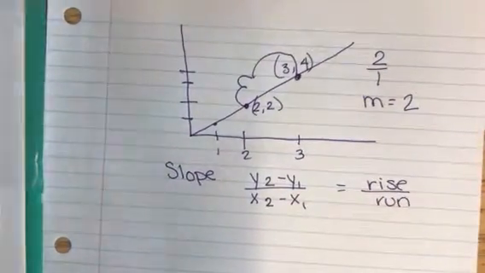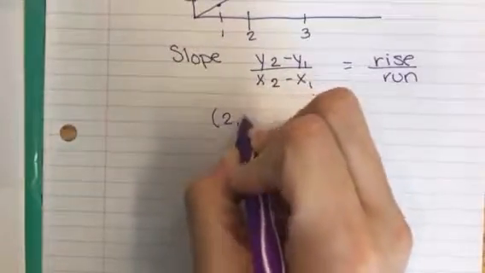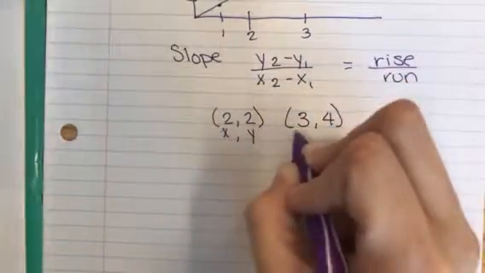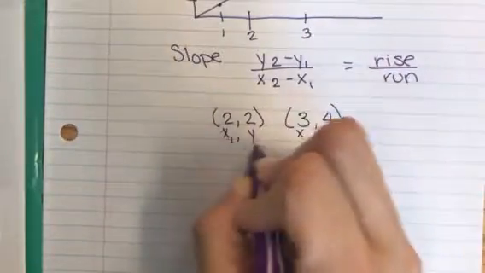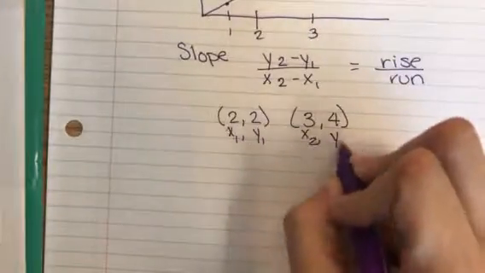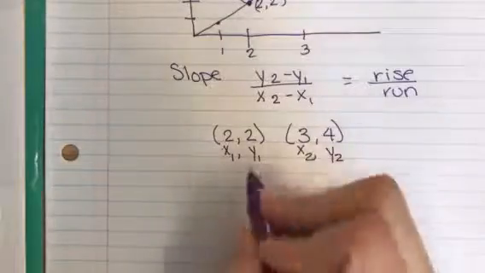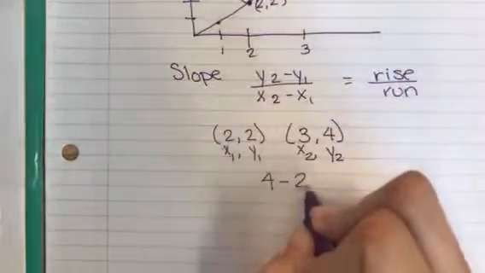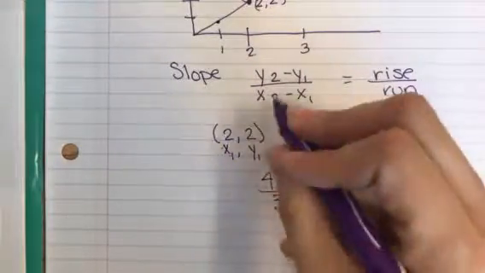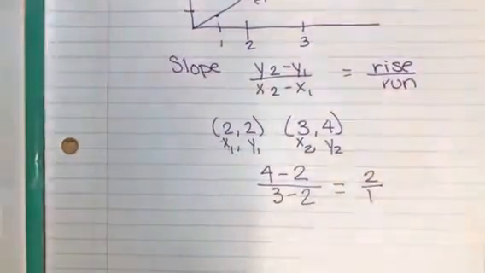Okay. Or we could use these points and plug them into our slope formula, remembering that every point is an (x, y), where one of these is our first point, so I'm going to give it this small number, which is a subscript, and one of them is our second point. So using my formula, y2 is 4 minus y1 is 2 over 3, which is x2 minus x1, and we get the same thing.